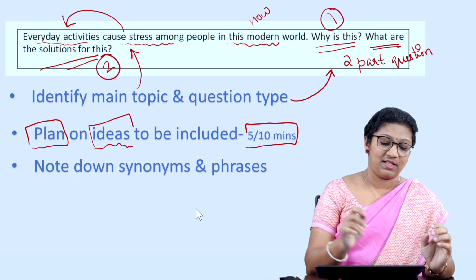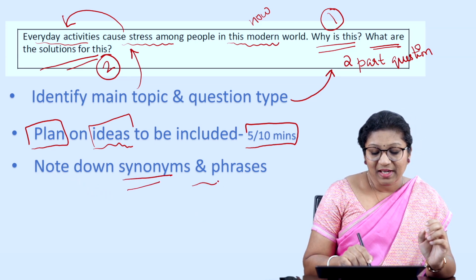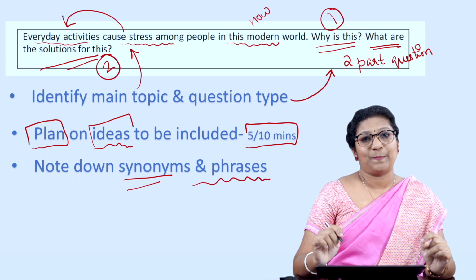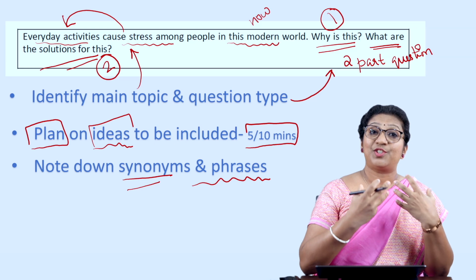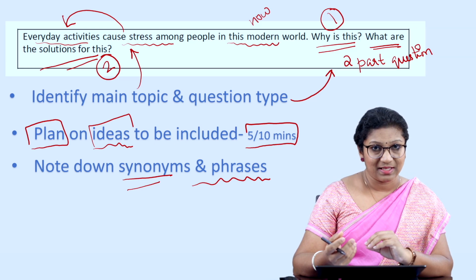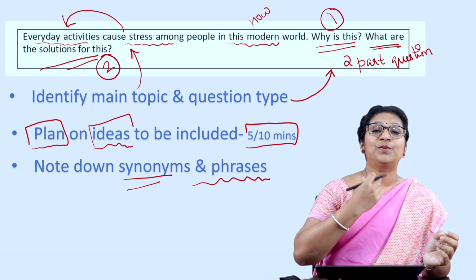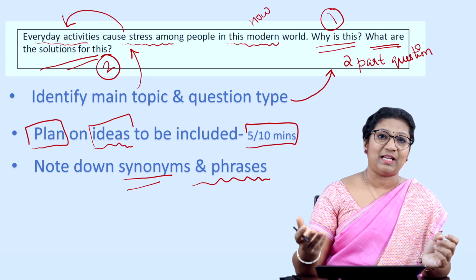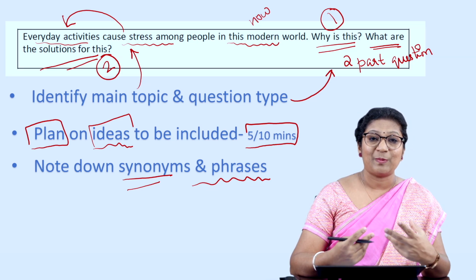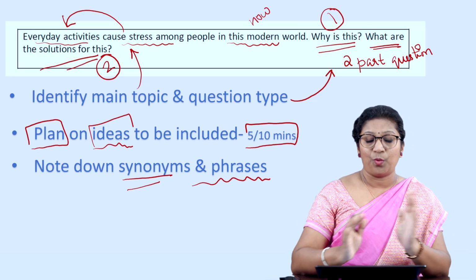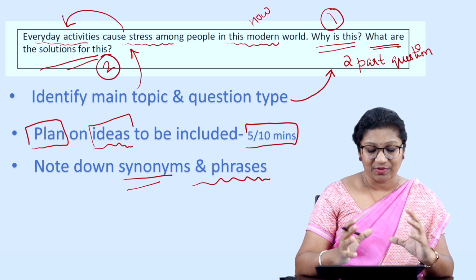Tip number 3 is note down synonyms and phrases that will help you. Now, because we've identified the main topic here, which is stress that people experience, and it is because of their everyday activities. So routine activities that they do on a daily basis. It could be at work, it could be in their family, it could be social expectations. So whatever it is, the stress that is built in them, right?